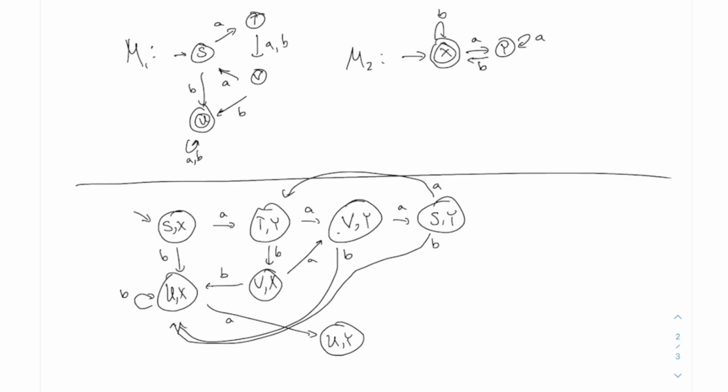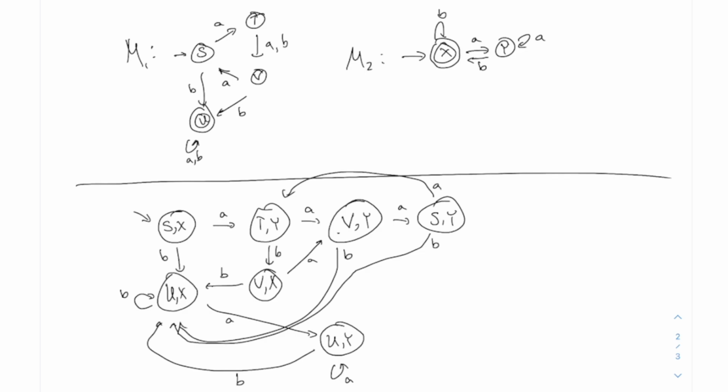And then UY with an A. U goes to U, Y goes to Y, so that's a loop. And with a B, U goes to U, Y goes to X, so that's UX. Okay, I guess I should have put that one over there. And I think that's it. We never had to use one of them.